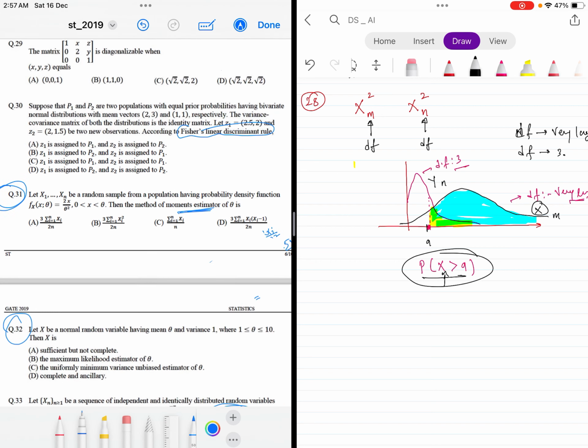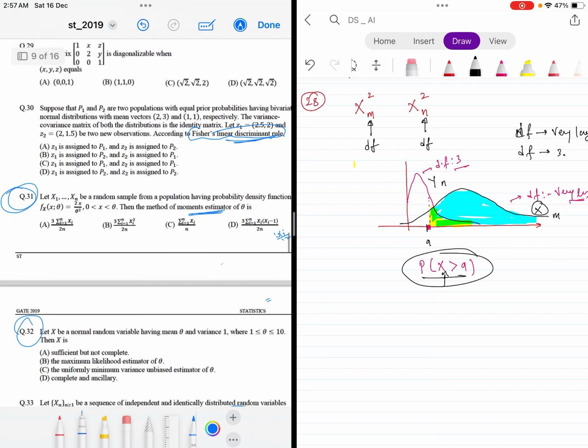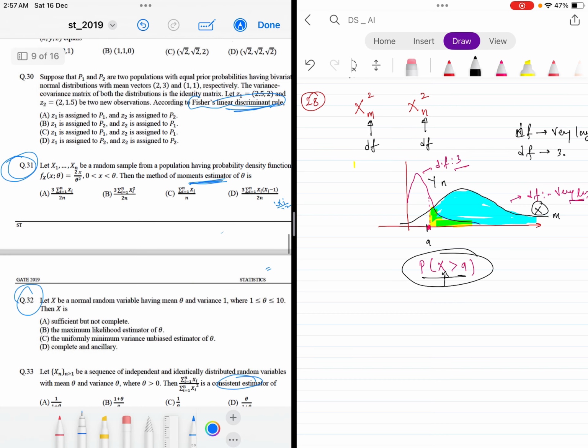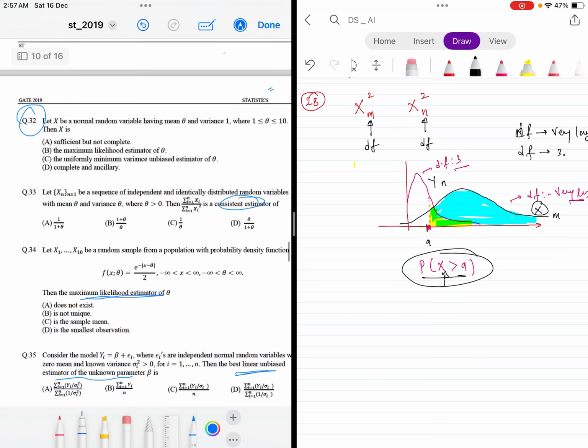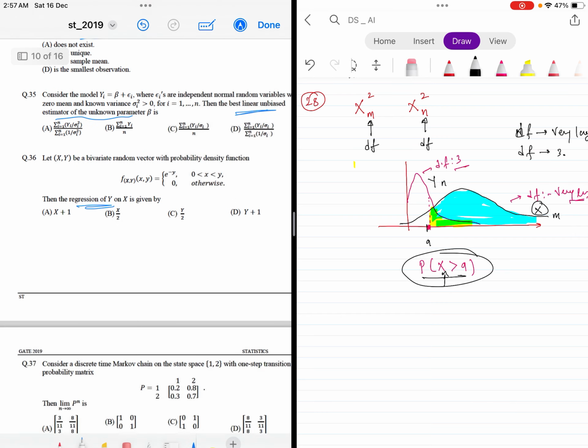Okay, let's do a few more questions. I don't think these Fisher linear discriminant rule and moment estimators questions are in the data science syllabus, so we can skip these questions.